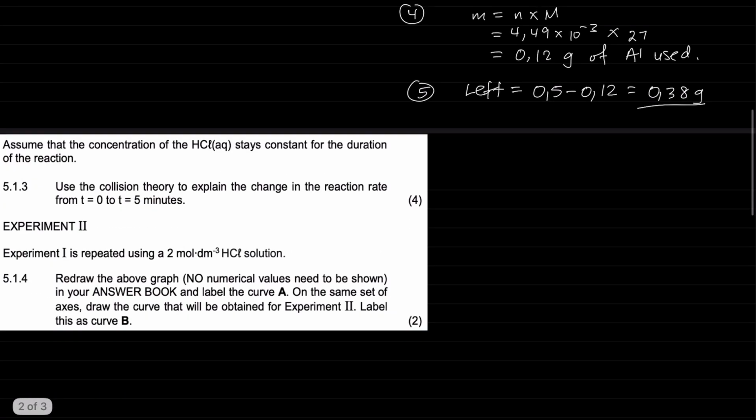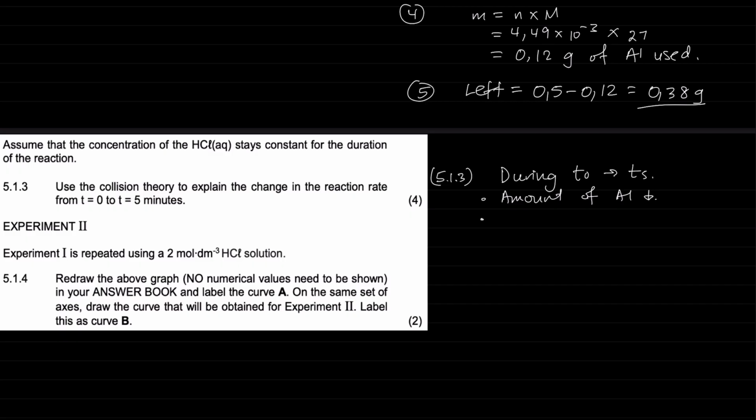Remember, as a reaction proceeds, the amount of reactants that's there decreases. So it'll be easier to explain using aluminium because aluminium is a solid piece. So we can say that, 5.1.3, during the time interval T0 to T5, the amount of aluminium decreases.